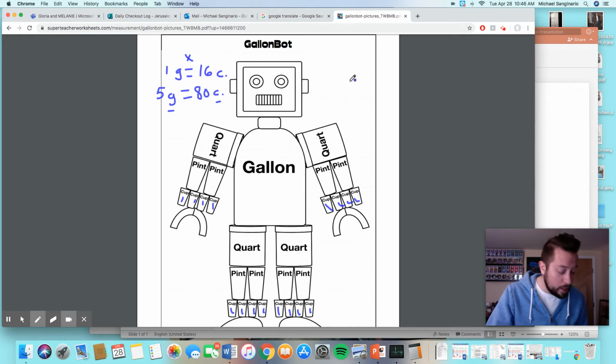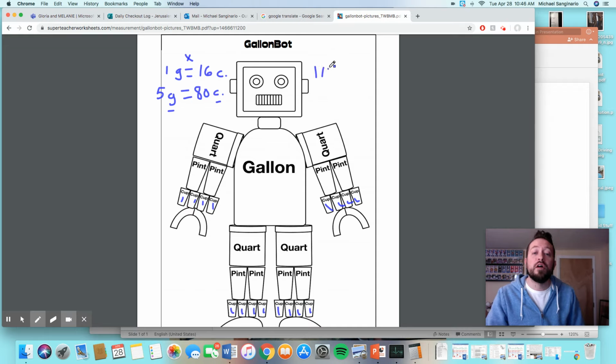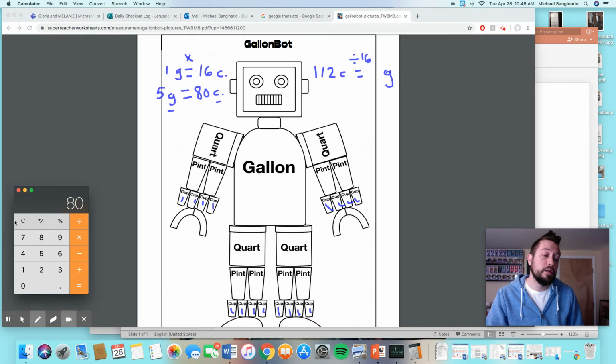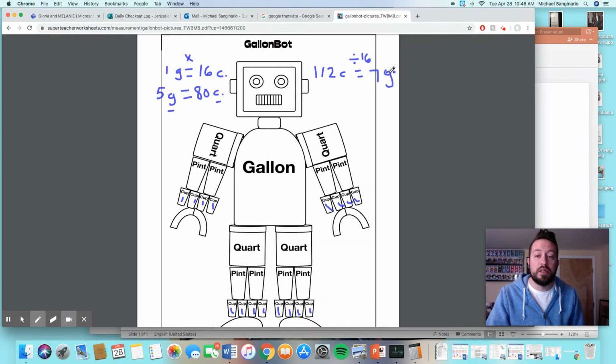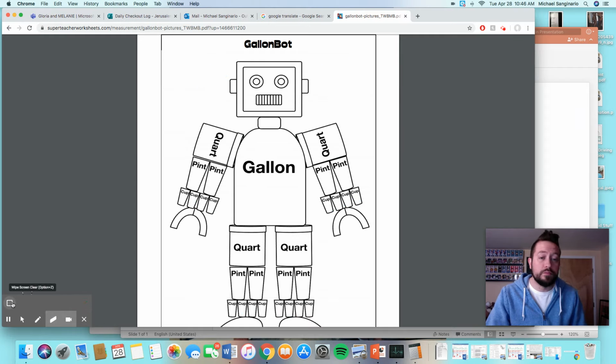Let's try the opposite way now. If I have 112 cups, and I want to know how many gallons that is, what am I going to do? I have to divide now by 16. I'm going to take out my calculator, clear it, take the larger number, 112, divide it by 16, and there's your answer, 7 gallons. All right, awesome. So, one more.